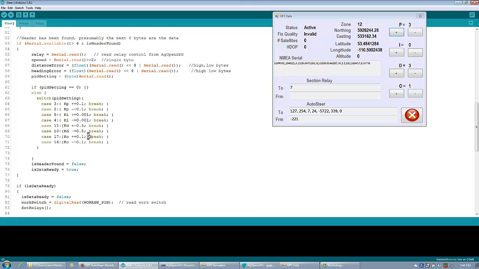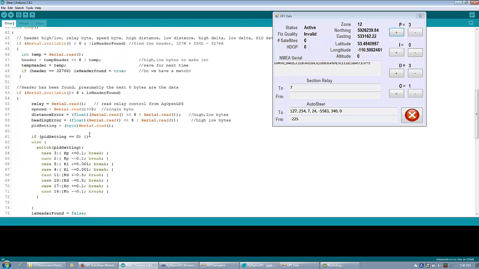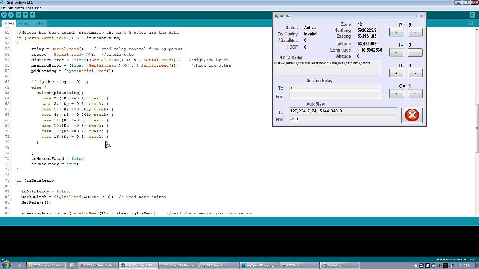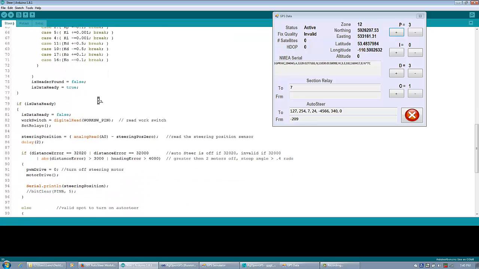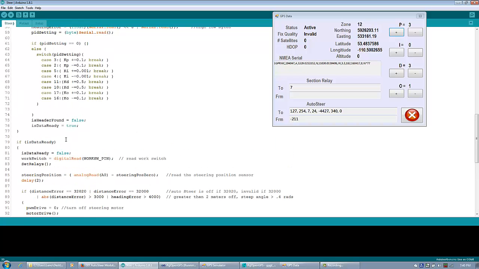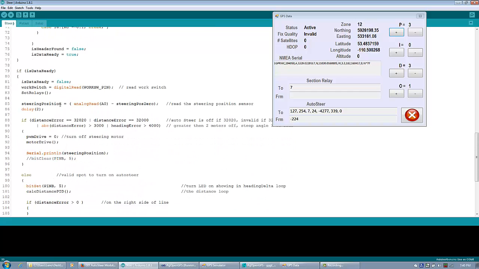Again, we've got to start somewhere, so at least this allows you to be in AgOpenGPS and driving along and adjusting your PID values. And the other thing you can do is, if one of these are adjusted, you can write it into the EEPROM in the Arduino, and then it stores it. And then that's where it always starts from. I haven't done that yet, but well, whatever. So once the header is found and your data is ready, then you do the PID routine. Read the work switch, read the potentiometer I have on the steering, right from the tie rod to the frame, so I can read the steering position.